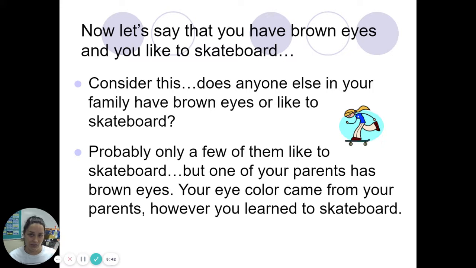So we're talking about inherited traits, things we get from our parents, and then learned behavior, the things that we learn throughout our life. All right, can you think of any other examples of learned behavior? Okay, things like brushing your teeth, learning to use the restroom, changing our clothes. Those are all learned behaviors, all right? Your parents probably taught you how to do every single one of those things.